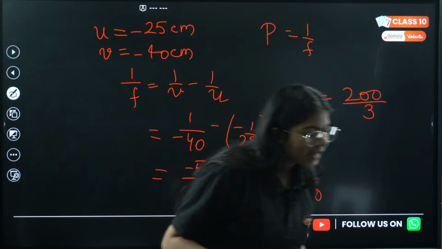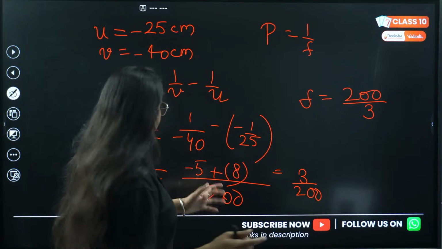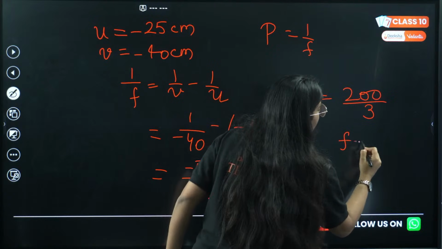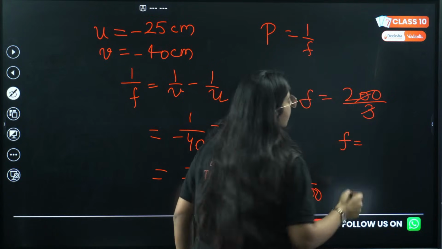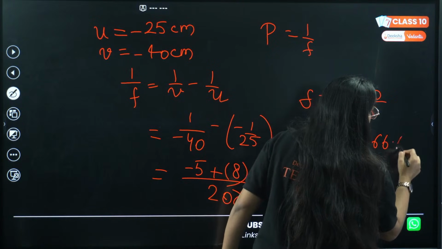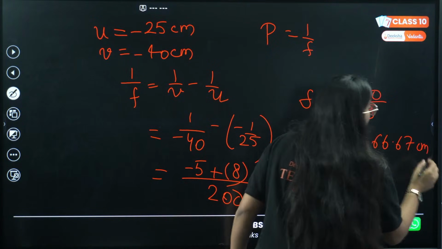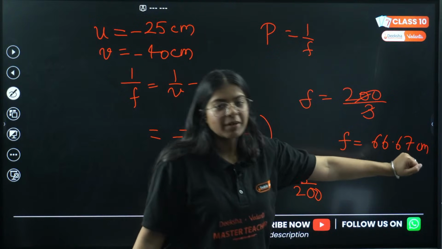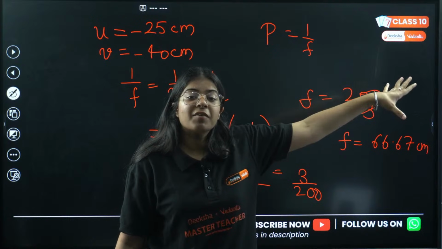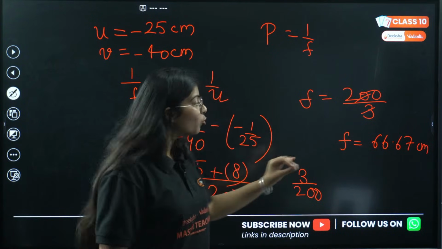Aryan is saying power is 1.5 diopter. Correct. Let's just calculate this first. The focal length will be around 66.67. But this is in centimeter. For power, we need to convert centimeter into meter first.